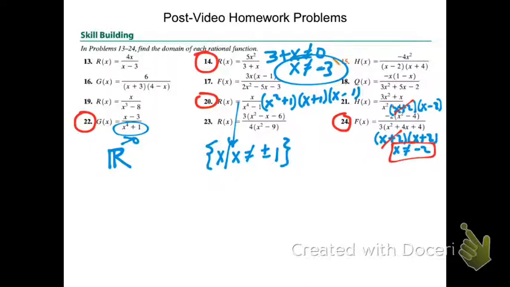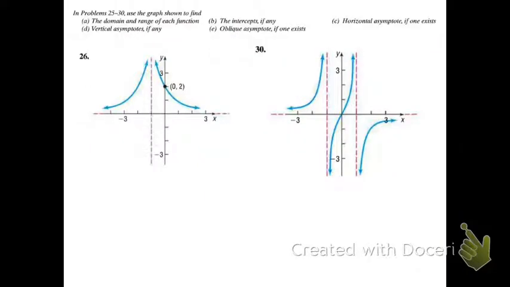Just do the domain without canceling any factors. Okay, but don't worry about that because we already have that x plus 2 here. Okay, let's pause the video here and we'll move on to the next slide. So for 26 and 30, we're just trying to start with 26, domain and range.